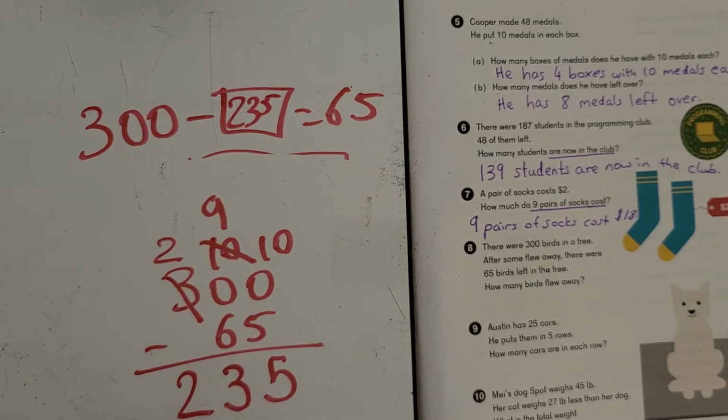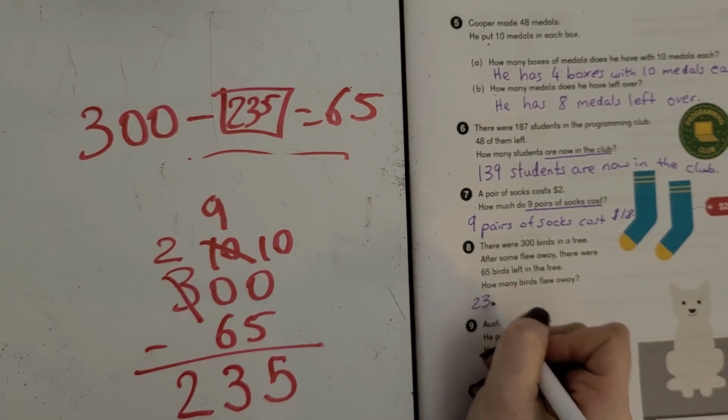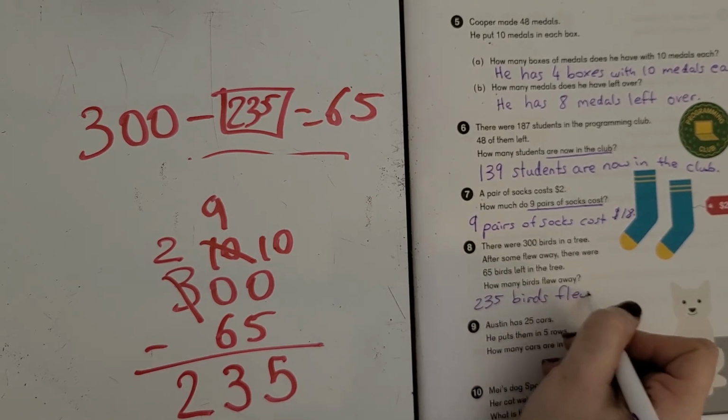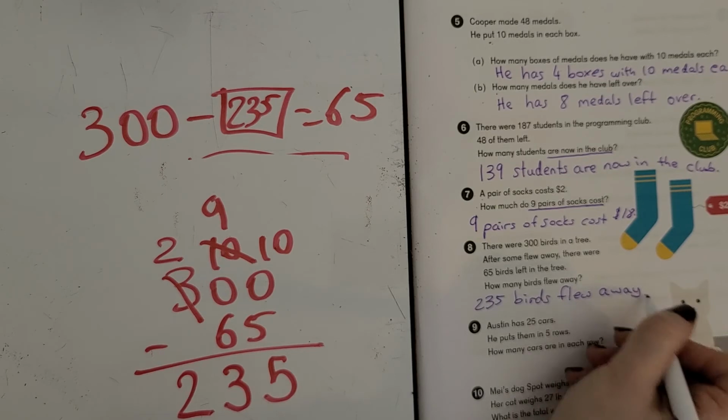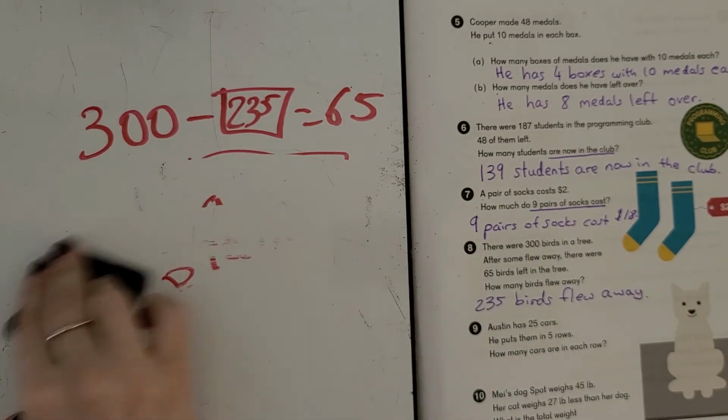How many birds flew away? 235 birds flew away. And you can always check your answer to see if you got it right.